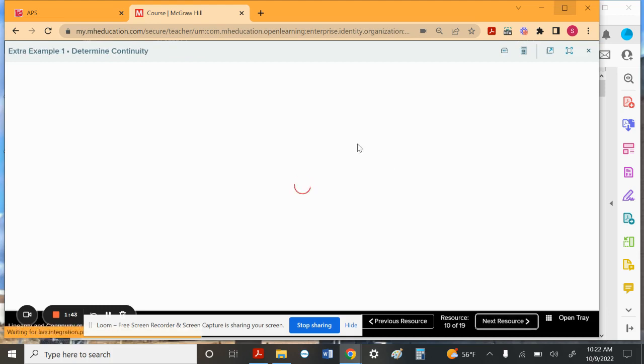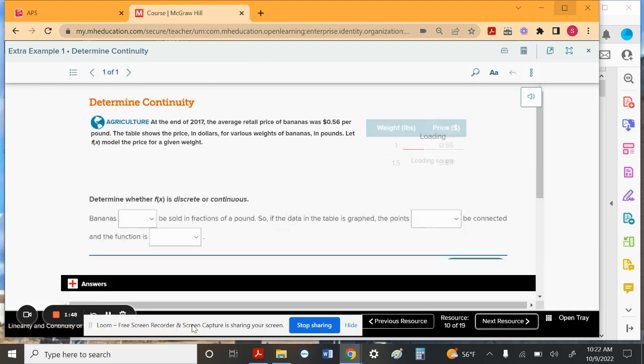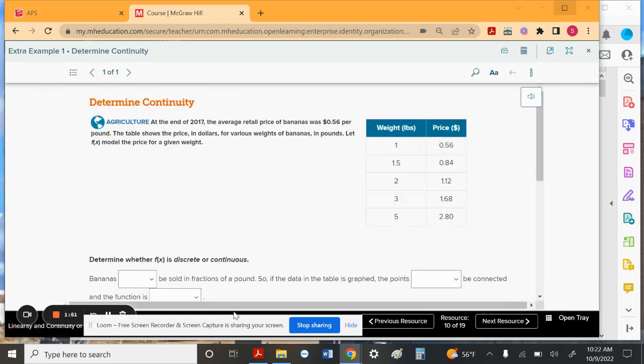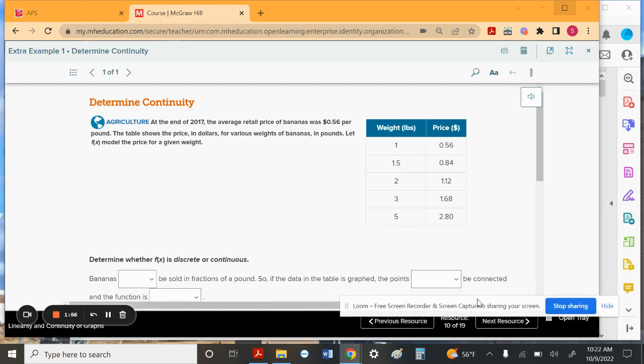to right after the vocabulary, and we're going to go right into an example. So I want you to see this example. Like I said, we'll go through it and we'll be able to understand it. So at the end of 2017, the average retail price of bananas was 56 cents per pound. The table shows the price in dollars. So here's what it was given the weight. So at 1 pound, it was 56 cents. At 1.5 pounds, it was 84 cents. At 2 pounds, it was $1.12, 3 pounds, and so on and so on.